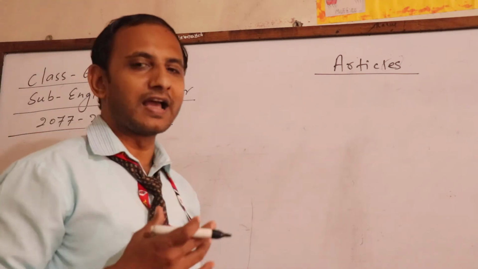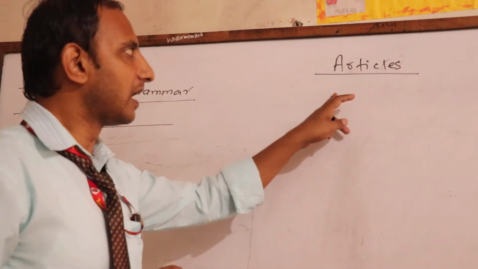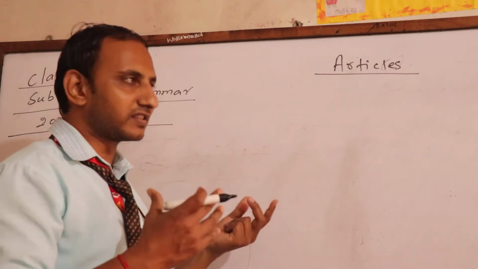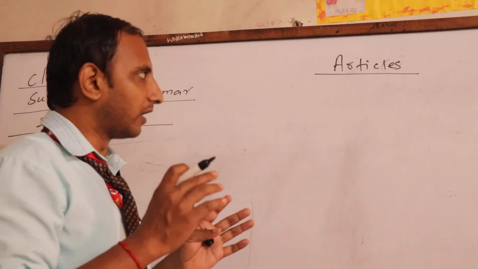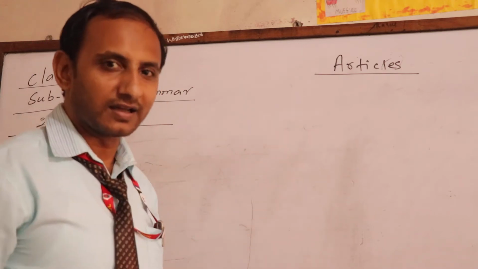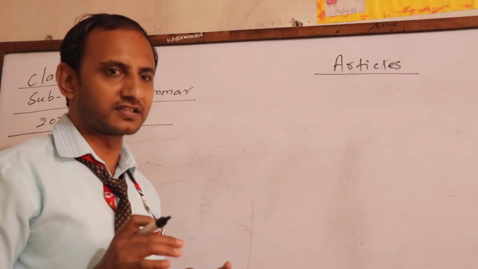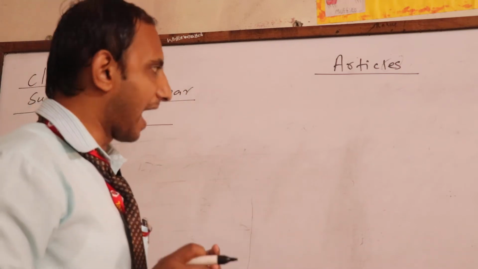So what are called articles? Is there any fixed definition of articles? No. We will discuss that generally we say a, an and the are called articles, isn't it? In English, generally there are three articles: a, an and the. A, an and the are called articles.